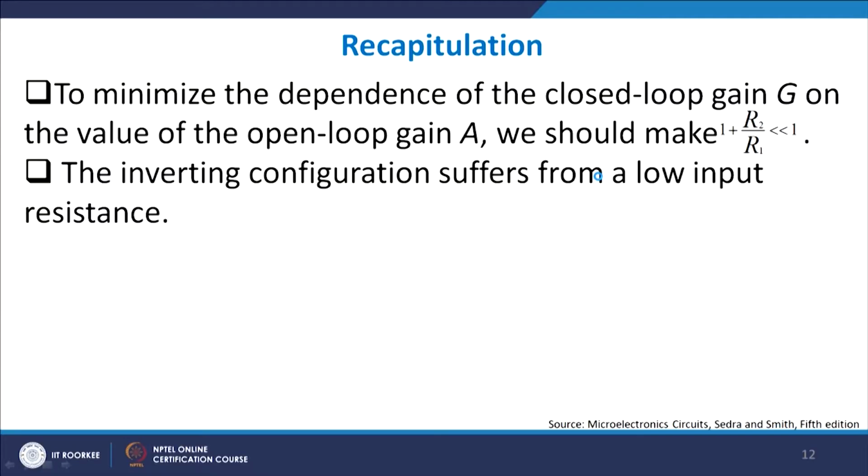Let me recapitulate what we learned from this small module. To minimize the dependence of closed loop gain on the value of open loop gain, we should make 1 plus R 2 by R 1 much smaller than A, right. And the inverting configuration suffers from low input impedance. We did not discuss this, but we will come to it in the next module, that they suffer from low input resistance. So, input resistance is pretty small in case of inverting configurations, right.